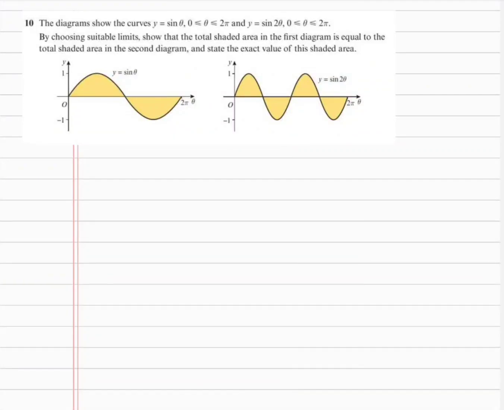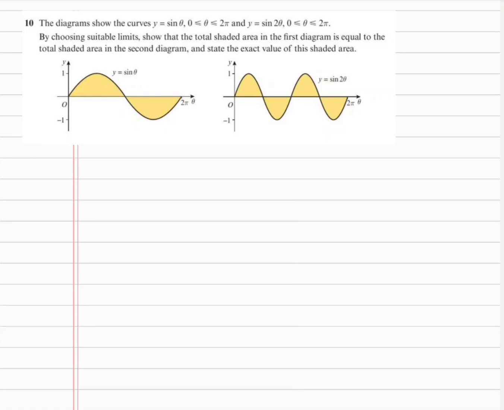Hi everyone, this video is Exercise 11H question 10. We are given the diagrams of the curves y = sin θ and y = sin 2θ, and we want to show that the total shaded area in the first diagram is equal to the second diagram. This is an interesting question because it is about the symmetry of curves, specifically sine curves.